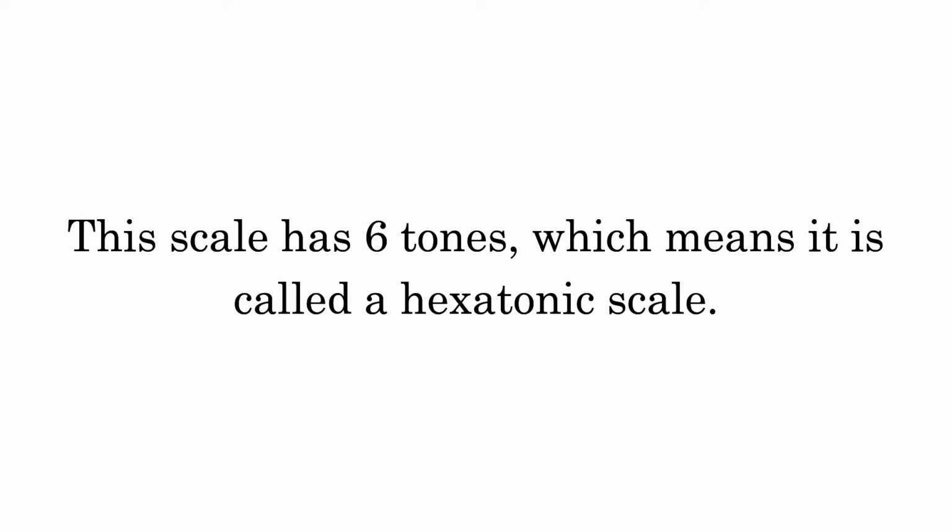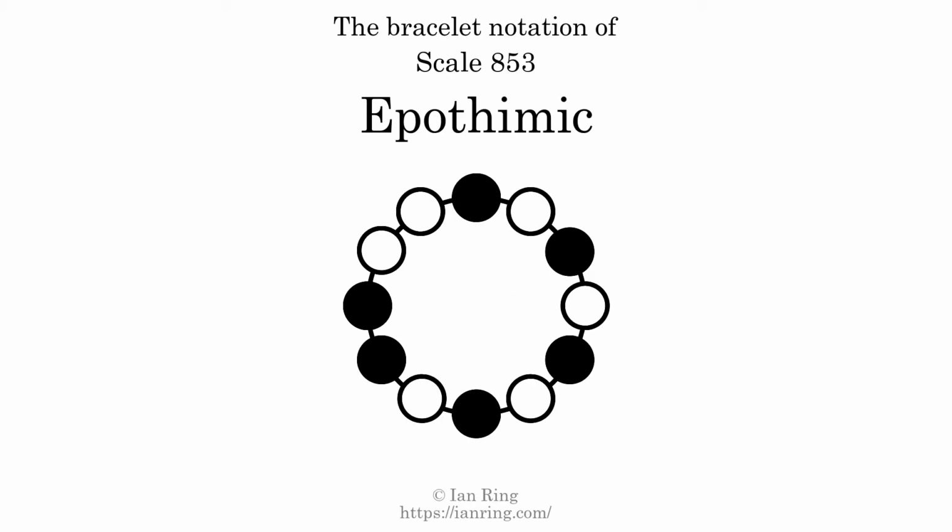This scale has 6 tones, which means it is called a hexatonic scale. This is a bracelet notation diagram of scale 853. The shaded circles represent tones that appear in the scale, and they are read clockwise, starting at the top.